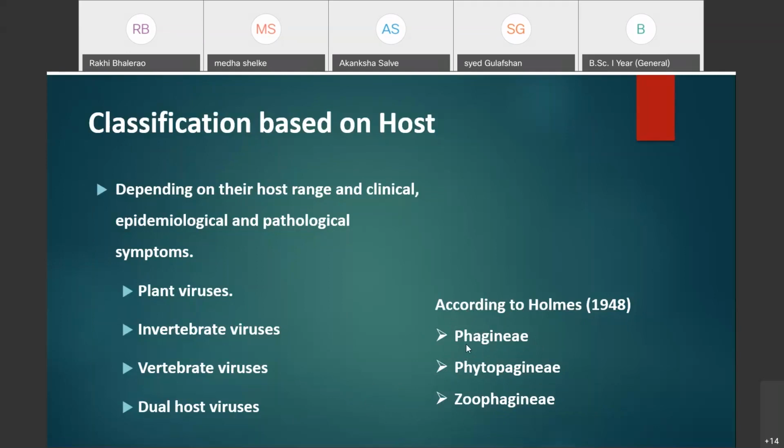According to Holmes, he included all the viruses in a single order, virales, and this order virales is divided into three suborders. The first one is the phagini. This suborder includes viruses infecting the bacteria.